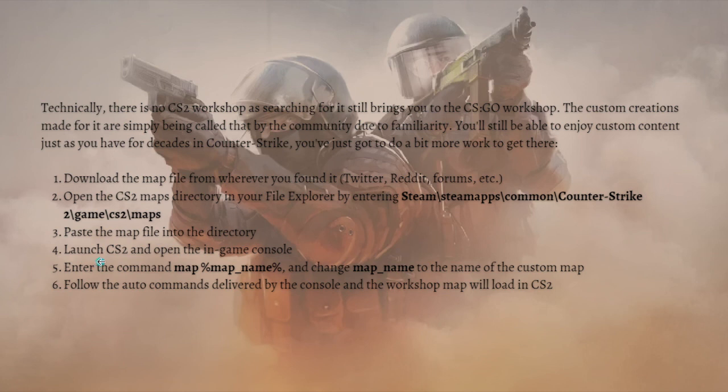So just launch CS2 and open the in-game console and just enter the command map %map_name%, and change map_name to the name of the custom map, and just follow the auto commands delivered by the console, and the workshop map will load in your CS2.